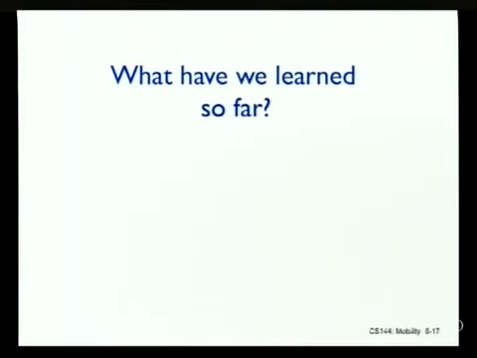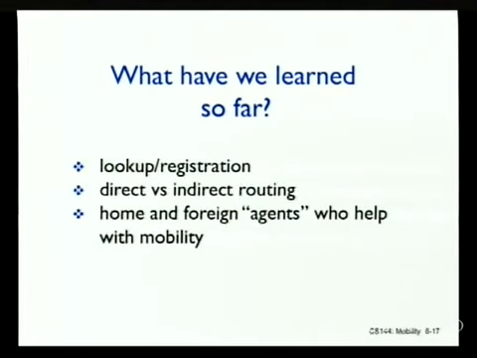Okay, so what have we learned so far? We learned about lookup and registration, direct versus indirect routing, home and foreign agents to help with mobility. I'm very fond of saying to my students at UMass that if you remember 3 things from a class 2 weeks from now, I'll be very happy, right? And 2 weeks from now will be close to Christmas time. It'll be past your mid-final exams, so a lot of stuff will be flushed out of your caches, right? So if there are 3 things that you remember, here are 3 things that I'm hoping. The idea is just to give you a flavor about architectures for dealing with mobility. So I think these are really the 3 key things.